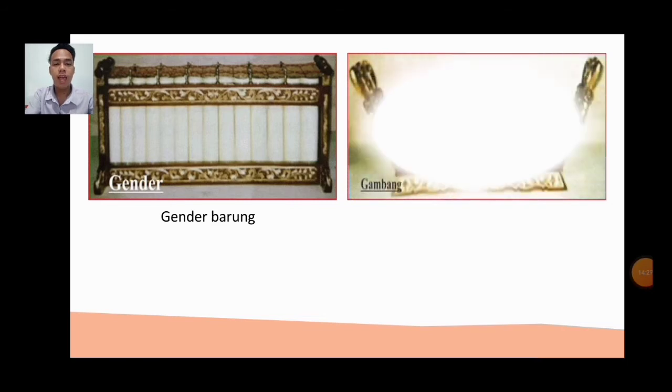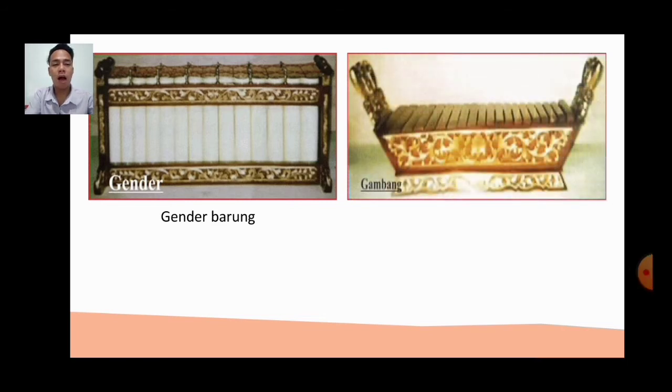Next is what we call the gender barong. It has 12 to 14 narrow and thin metal keys. Okay, so it plays a pitch which is an octave higher than the gender slendem. Next is what we call the gambang kayu. So this is a xylophone, 17 to 23 keys on a wooden resonator.